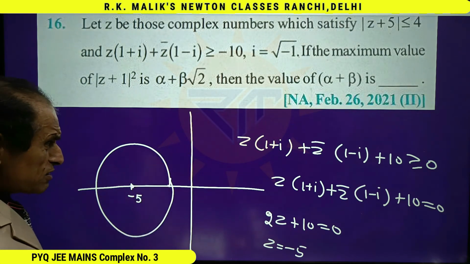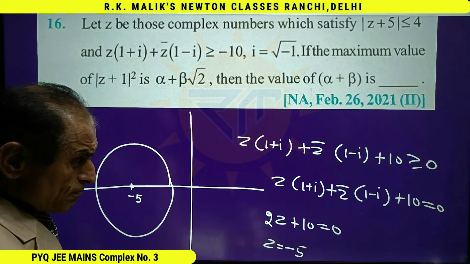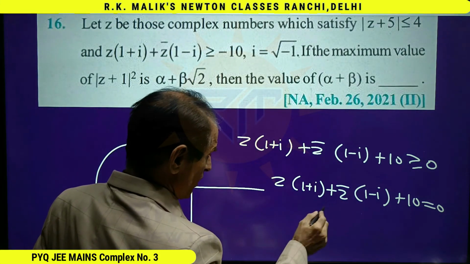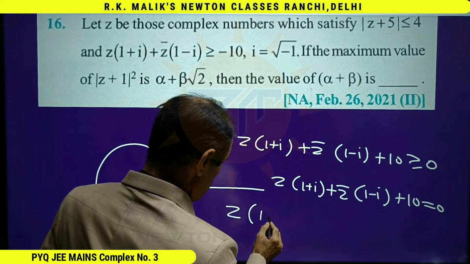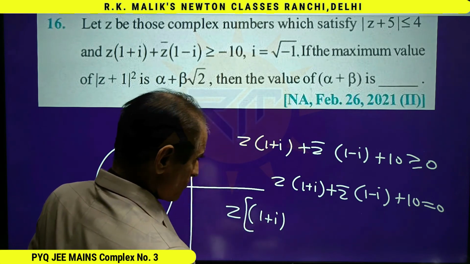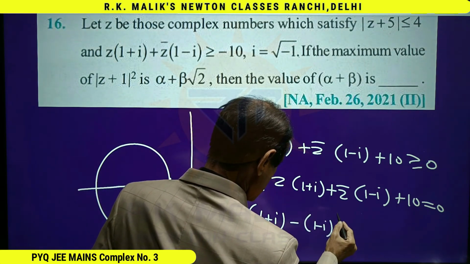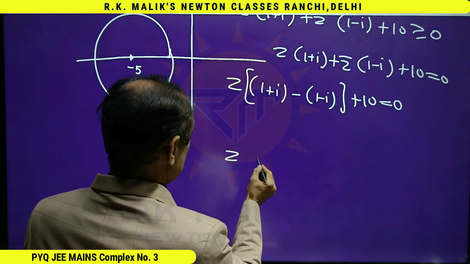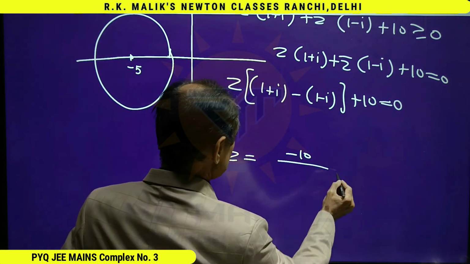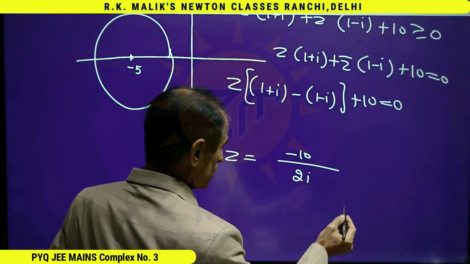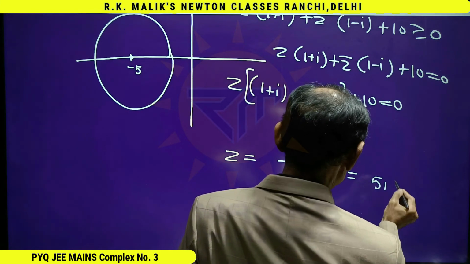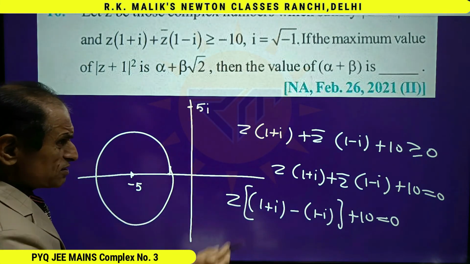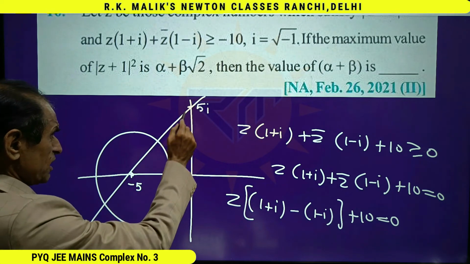And for finding the point where the line cuts the y-axis, that is the imaginary axis, for z bar write minus z. For z bar, if I write minus z, then I will get z into 1 plus i minus z into 1 minus i plus 10 equal to 0. That is, z equal to minus 10 upon 2i, that is 5i. That is, this is the point where the line cuts the y-axis. That is, this equation represents this line.